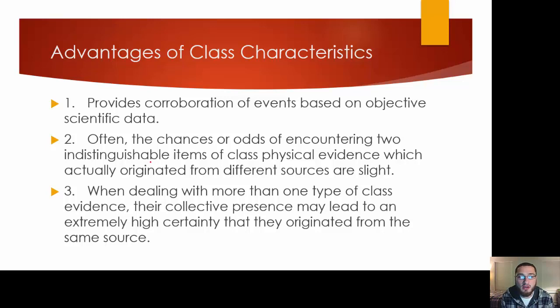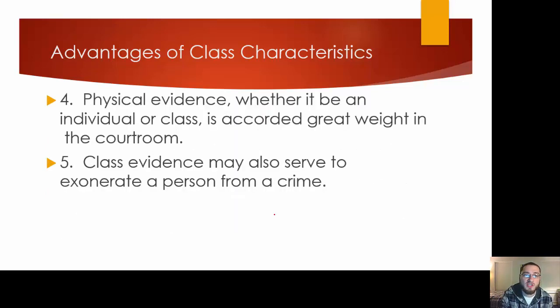Often the chances or odds of encountering two indistinguishable items of class physical evidence which actually originated from different sources are slight. So chances are if we find an Armani belt, it's going to be the same as some other Armani belt, but we still want our class characteristics or our class evidence. When dealing with more than one type of class evidence, their collective presence, the fact that now it's even less likely to have this class evidence, this class evidence, and this class evidence than just having one of those class evidences, can lead to an extremely high certainty that they originated from the same source.